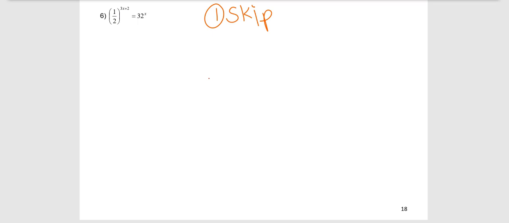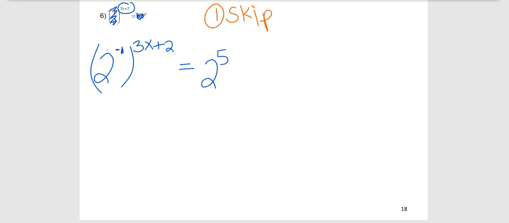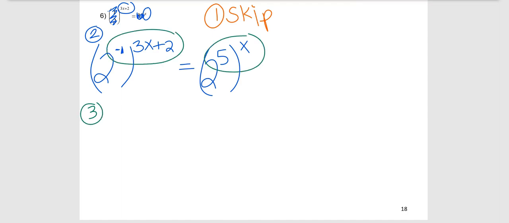So I'm going to go ahead and remove 1/2, because I can write that as 2 to the -1st power. And then the 3x plus 2 is going to stay there. And then we can remove the 32 and write it as 2 to the 5th power. And then that x is going to stay there. So that was step 2. Step 3, we are going to set the exponents equal. So remember, when we have exponents inside and outside of parentheses, that means multiply.